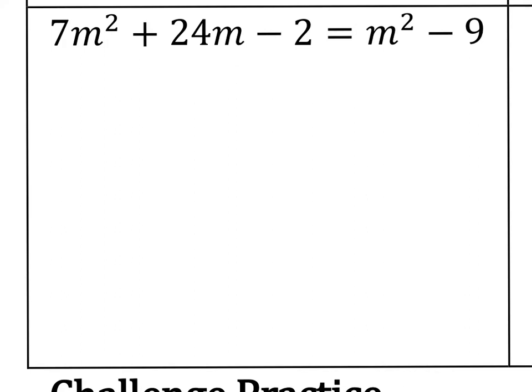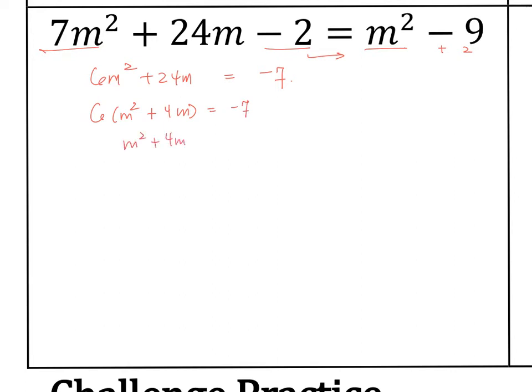Now this is not written in quadratic standard form, so we're going to have to change things around a little bit. So here's 7m squared. So I could write 6m squared, and then plus 24m. And I have minus 2 here, so I can move that over to be plus 2. So we have negative 7. Now, this is not a leading coefficient of 1. So maybe I need to factor out the 6, and then divide 6 to both sides.